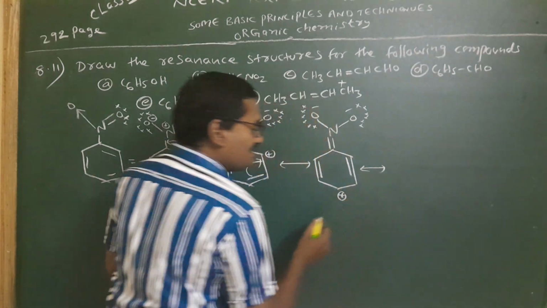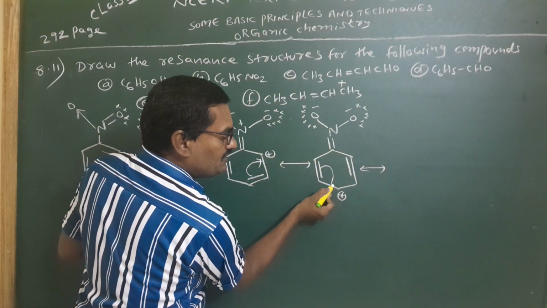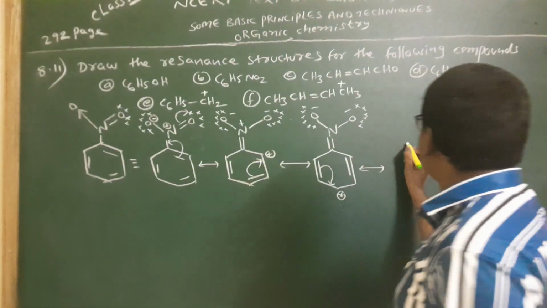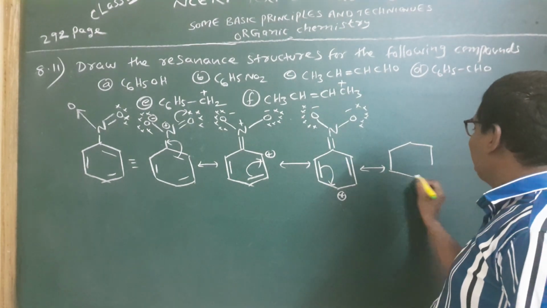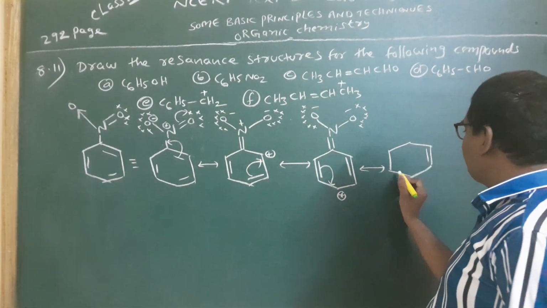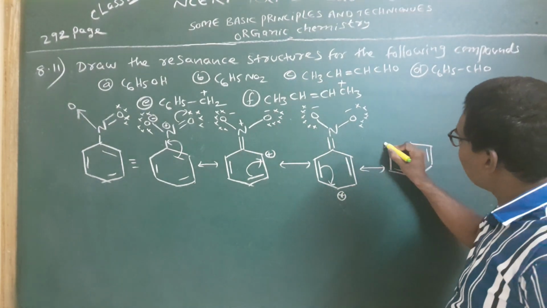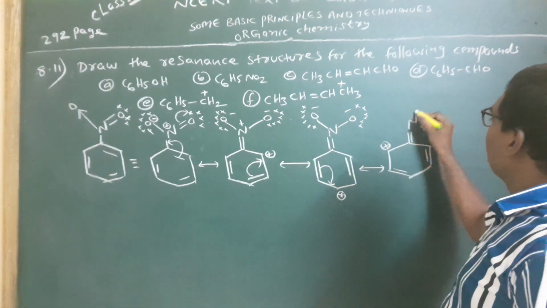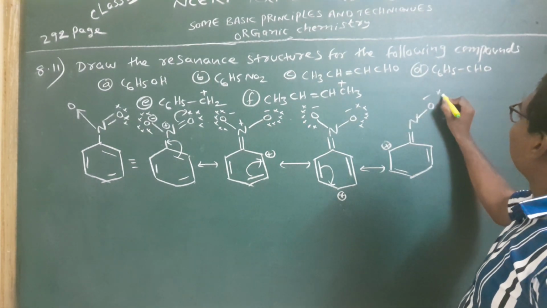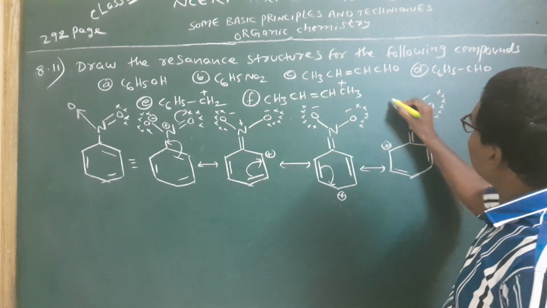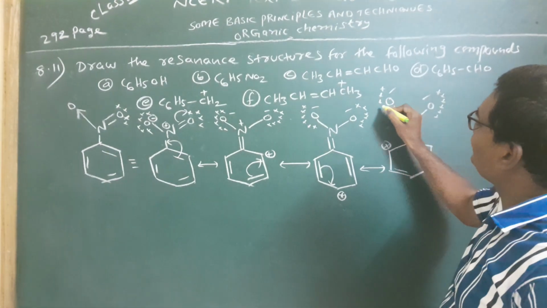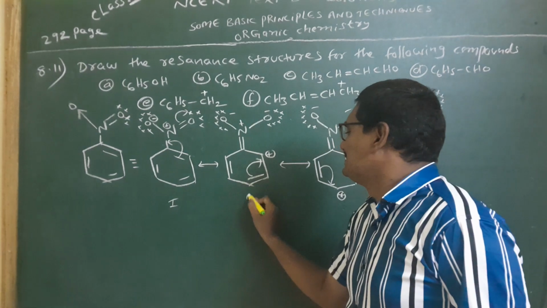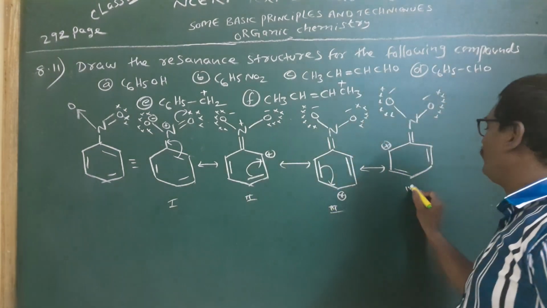Again, next resonance structure: this pi bond shifts into this place. Then the resonance structure is pi bond. Next pi bond shifts into this place. The plus is transferred into this place. So remaining is N, oxygen minus 6 electrons, O minus, it contains 6 electrons. So this is the fourth structure: first, second, third, fourth.